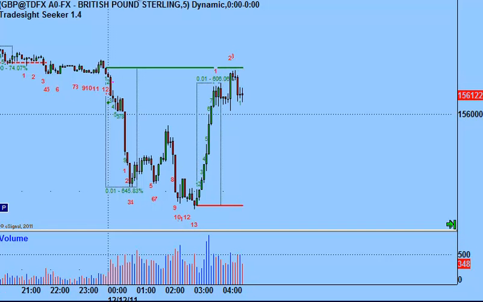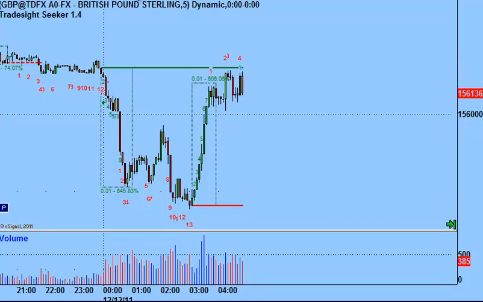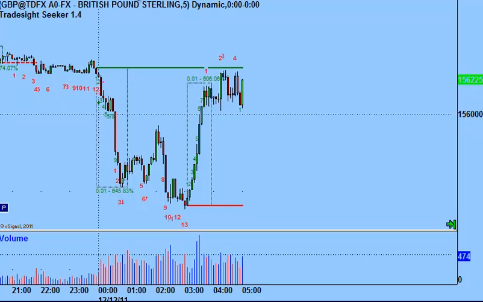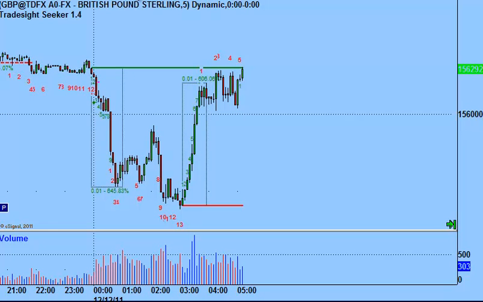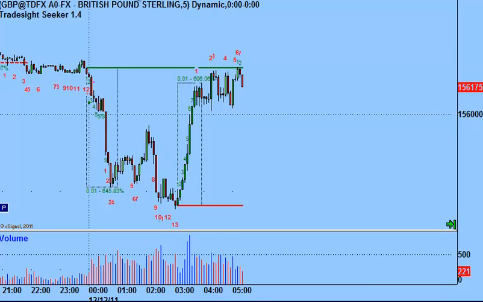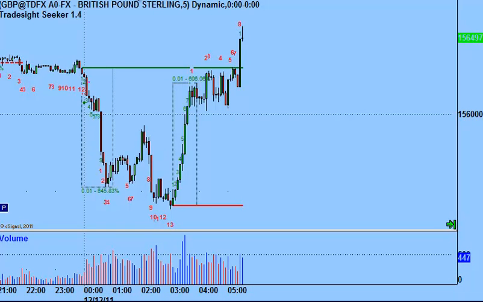So again, the Tradesight Seeker tool gives you very powerful buy and sell signals when you have energy release in the market, and we see it happen every night. It's really a powerful tool. It works about 80% of the time. Not a lot of tools that do that.